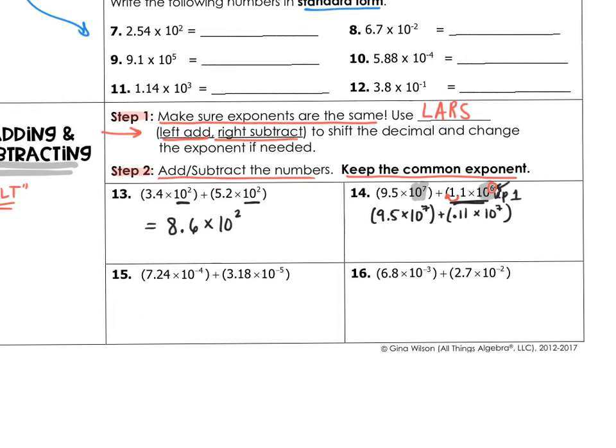Now I can combine the like terms, so I can add 9.5 plus 0.11 to give me 9.61 times 10 to the 7th power. Let's try another one.